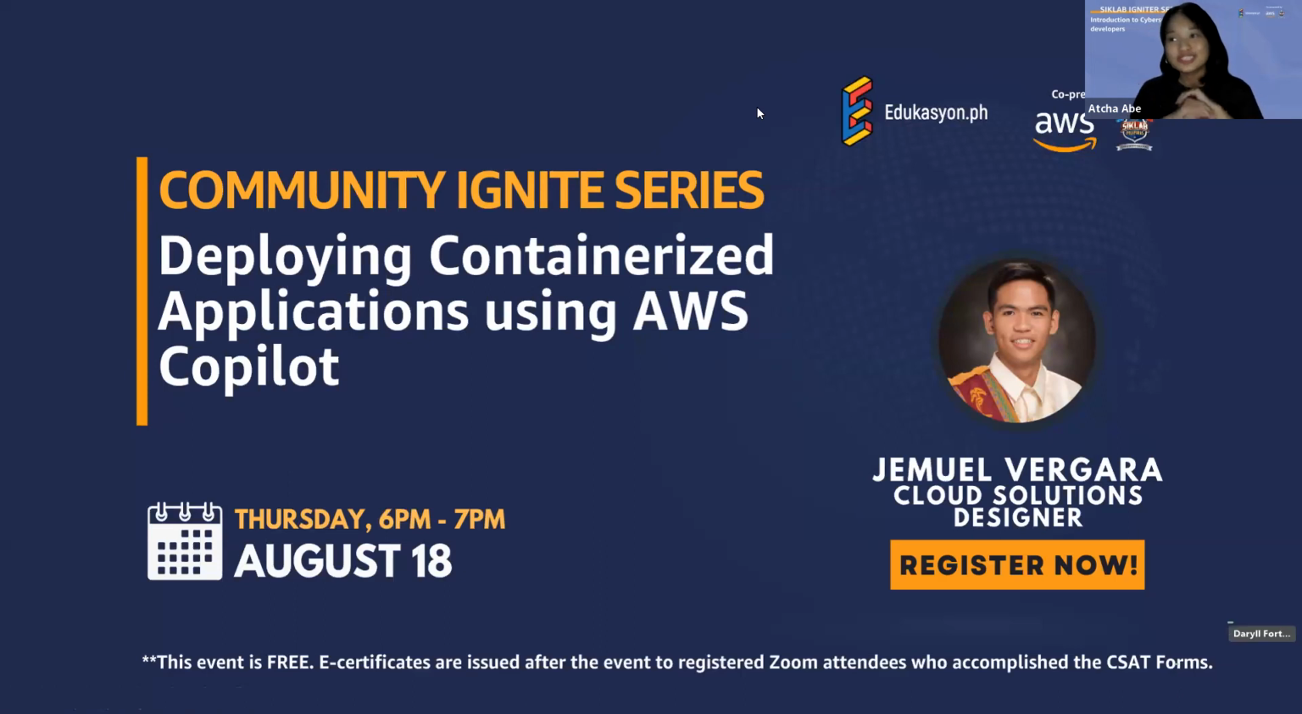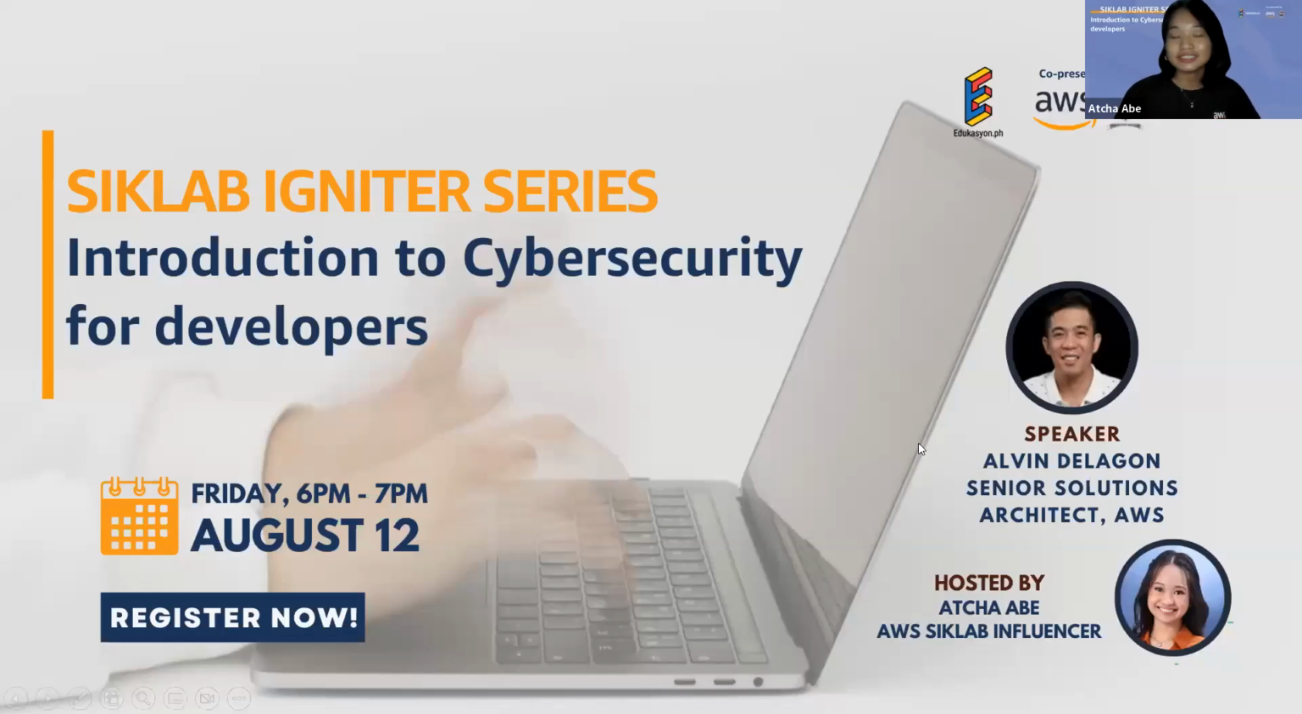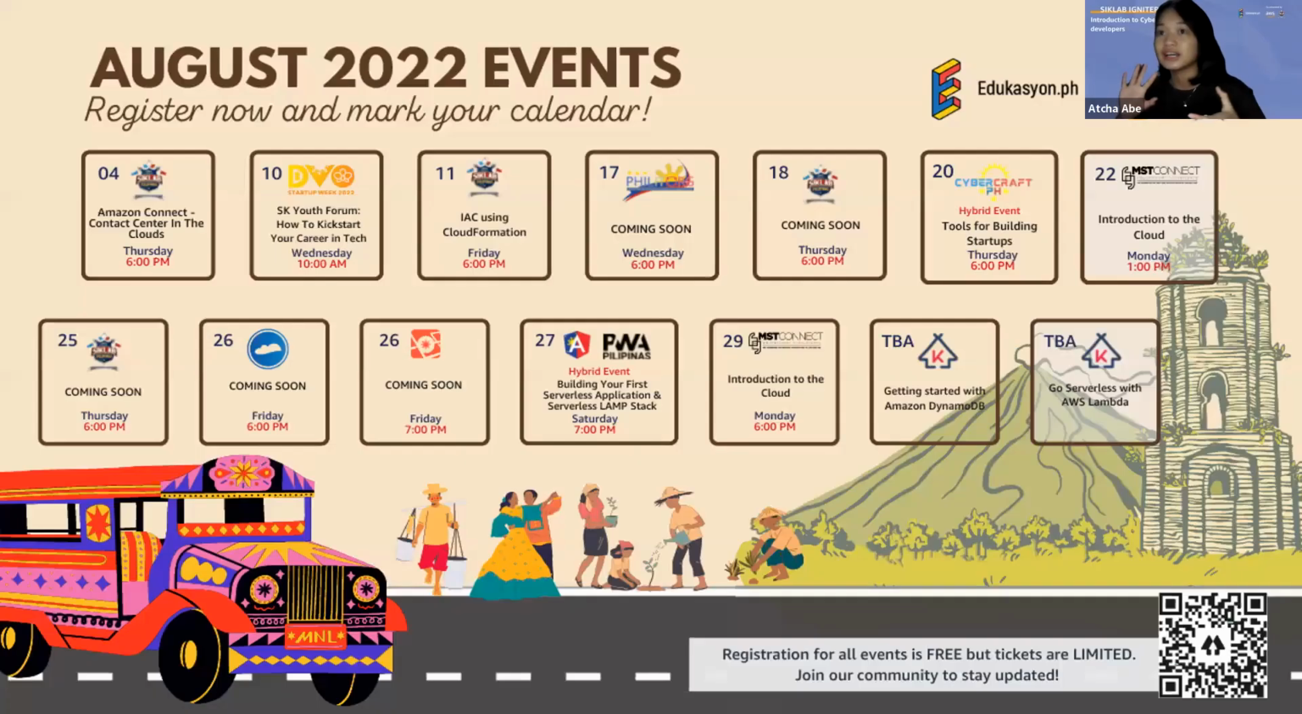And I'm just going to share with you not one but a lot of events this coming August. For our events this coming August, I would like to share with you our calendar. So today is August 12. We have upcoming events from our community partners. We have an event with Philippine IT Organization on the 17th. We have another CIS episode on the 18th.